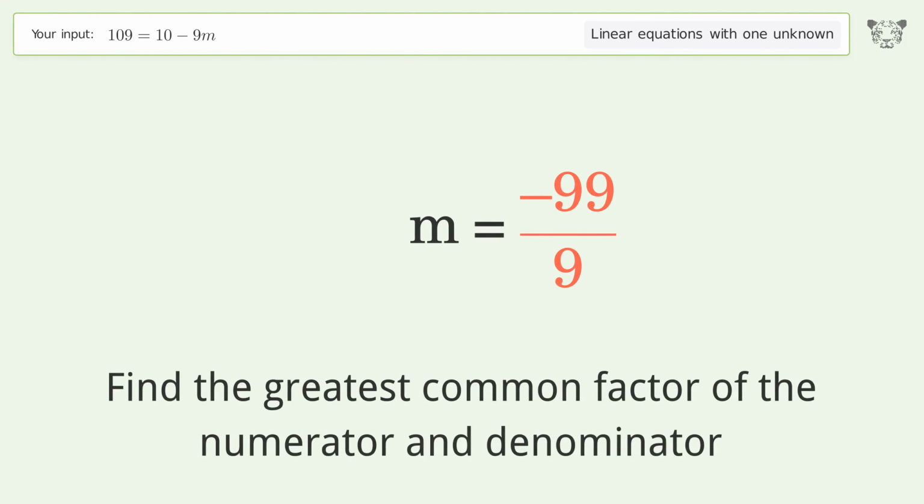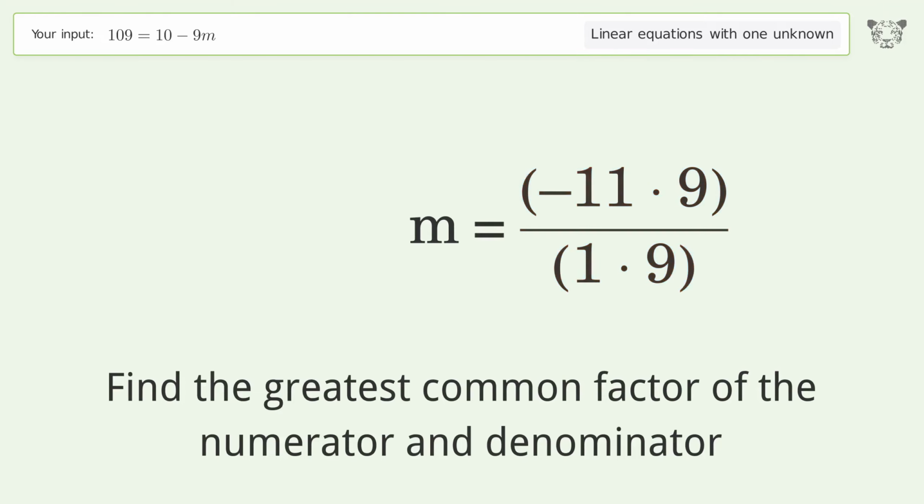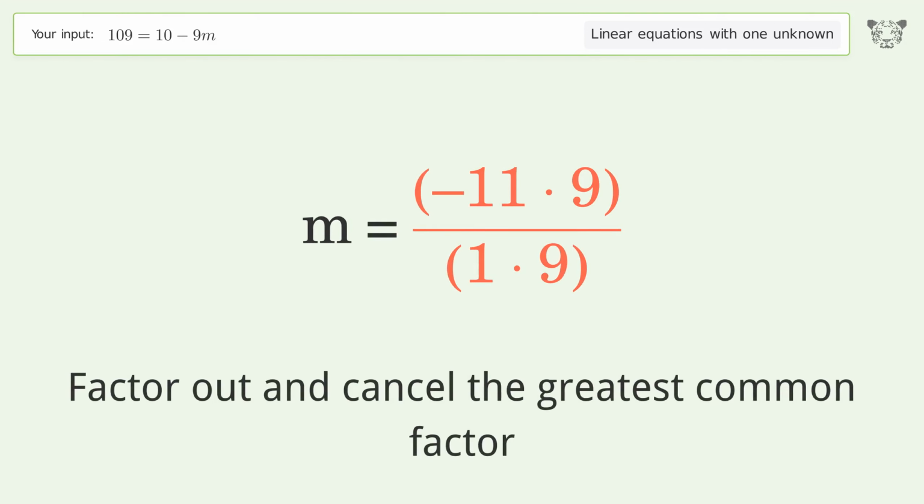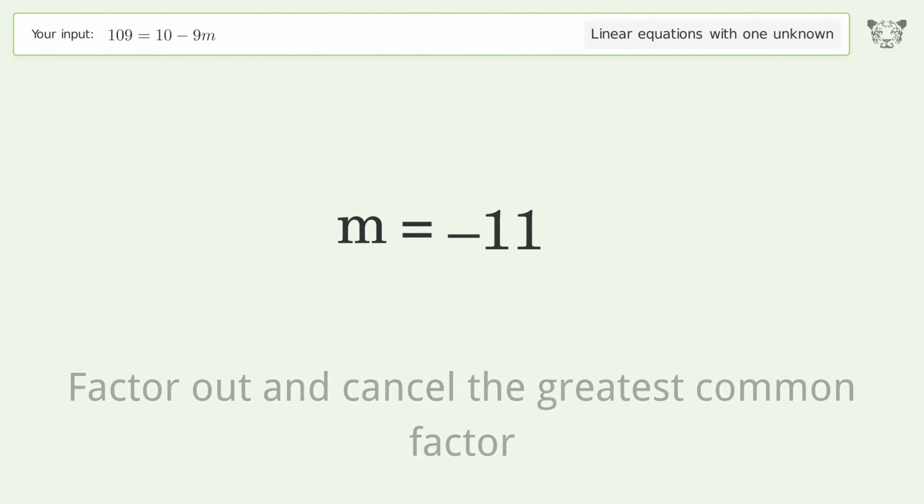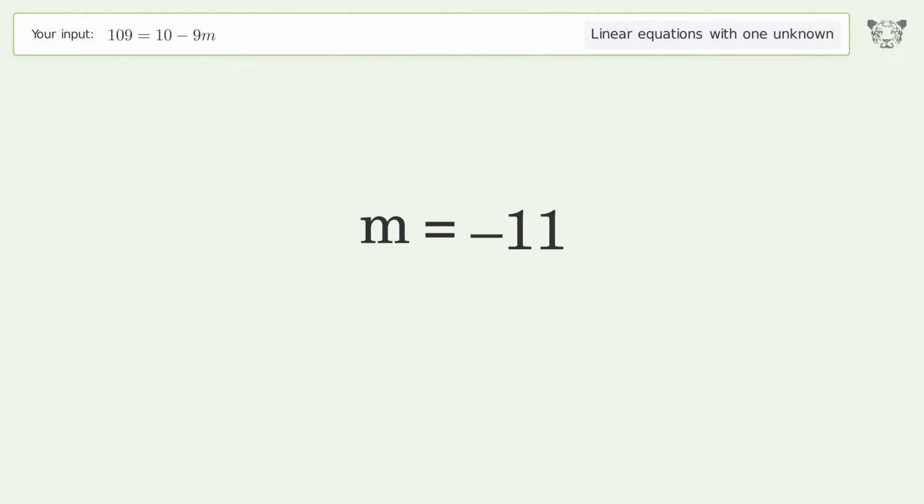Find the greatest common factor of the numerator and denominator. Factor out and cancel the greatest common factor. And so the final result is m equals -11.